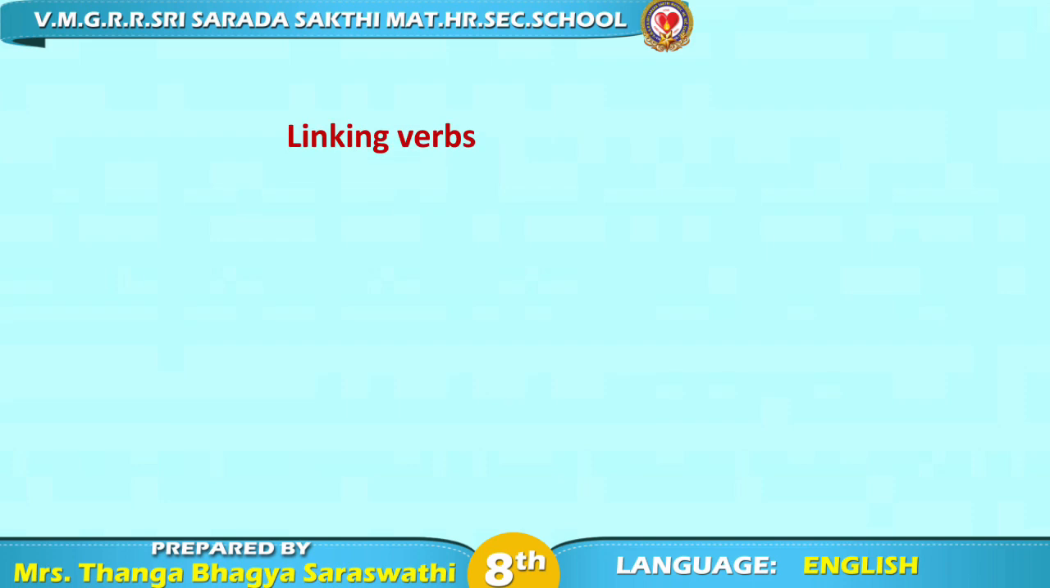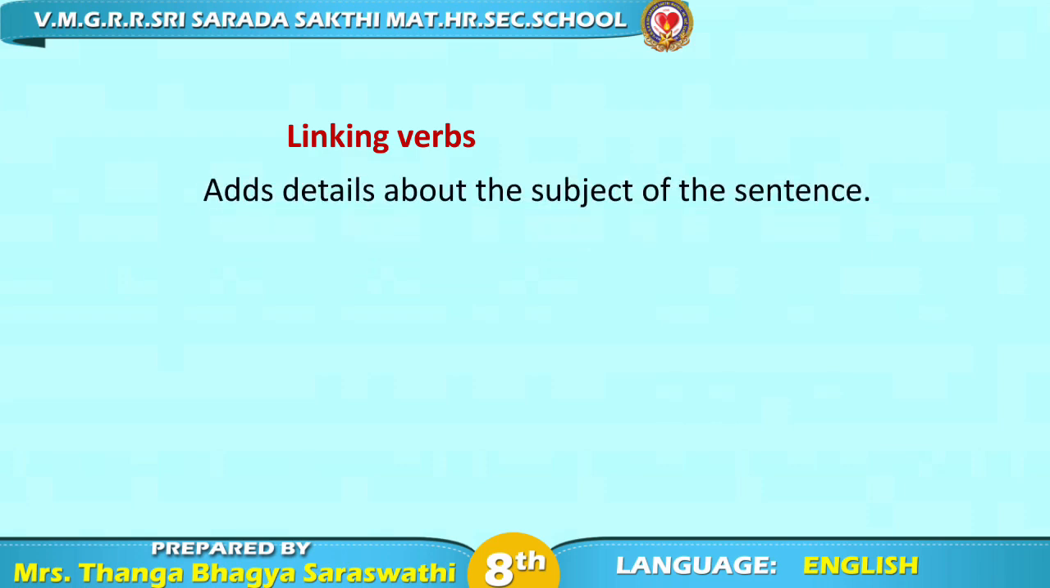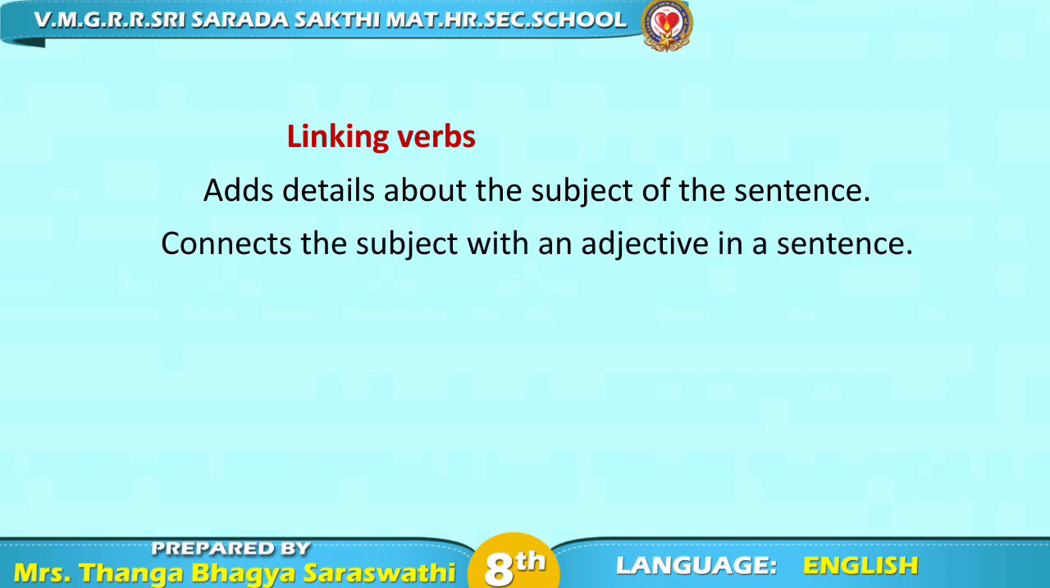Next one is linking verbs. Yes, linkers means connectors. These verbs are also denoted as connecting verbs. They add details about the subject of the sentence, so they give more ideas about the subject in a sentence. They connect the subject with an adjective in a sentence. Before that, what is meant by an adjective? An adjective qualifies the noun. Here the be verbs am, is, are, was, were are called linking verbs.